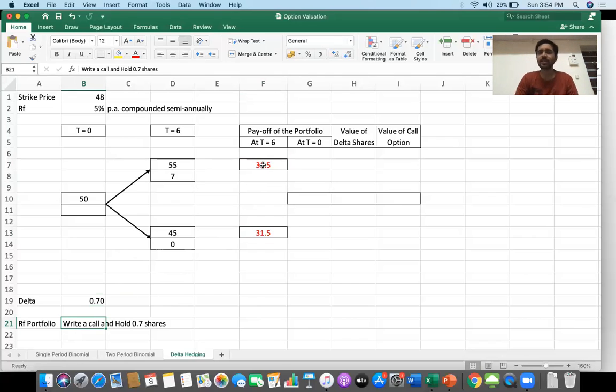Now this risk-free portfolio has a payoff of 31.5 at t equal to 6. I want to calculate the value of the portfolio today. The value of a portfolio today is the present value of the future cash flow. Future cash flow being 31.5 at t equal to 6. Now the discount rate that we need to use over here is the risk-free discount rate. Again, why are we using the risk-free discount rate? Because the cash flows are risk-free. Only if the cash flows are risky, we use a discount rate which also includes a risk premium.